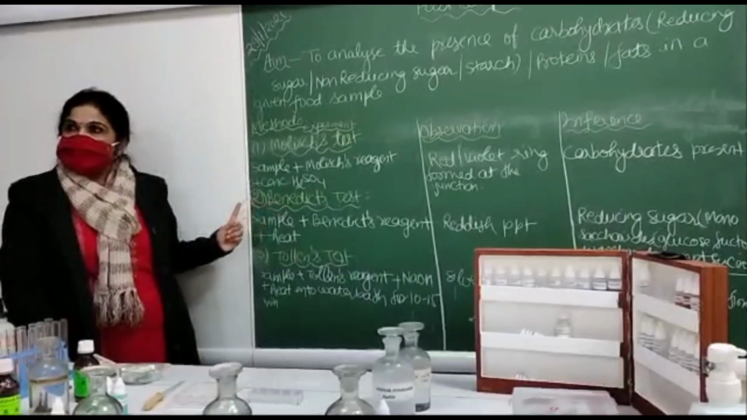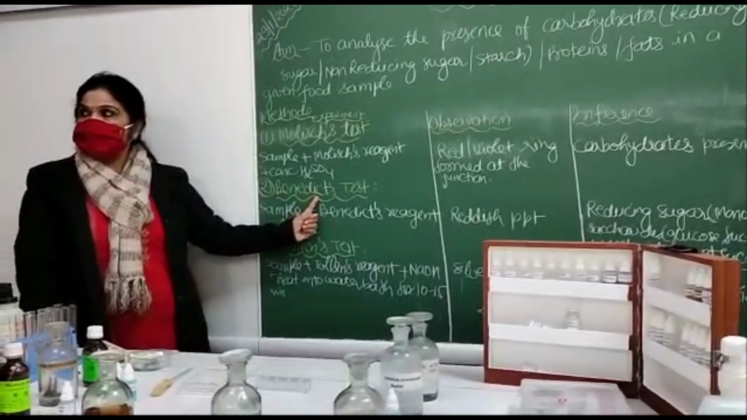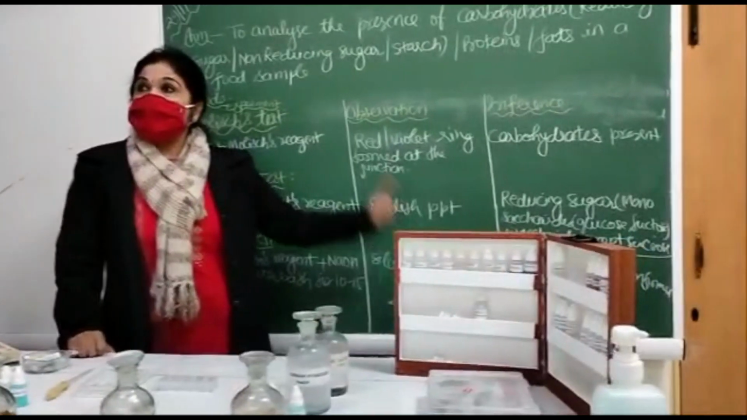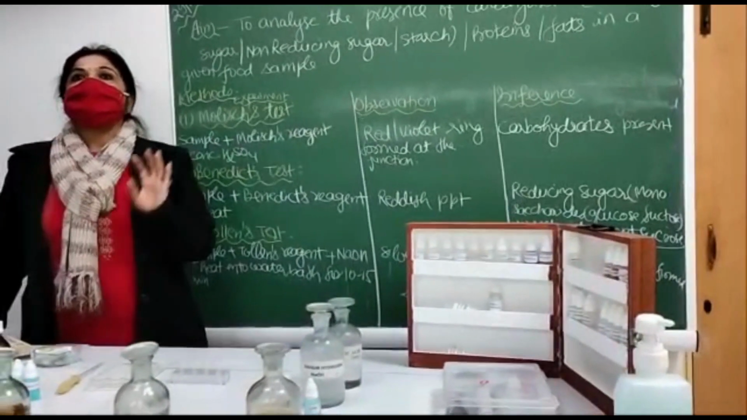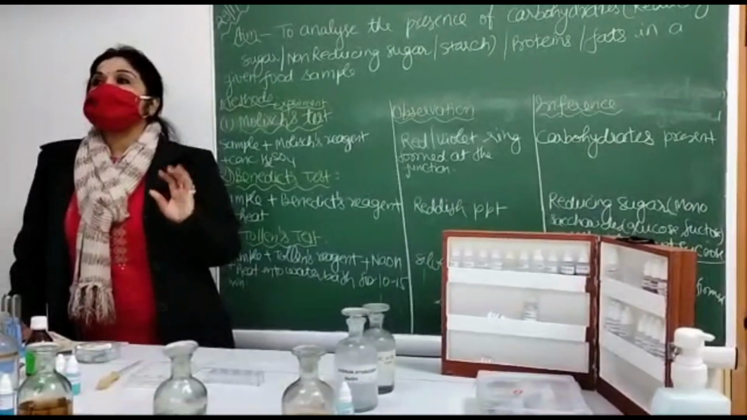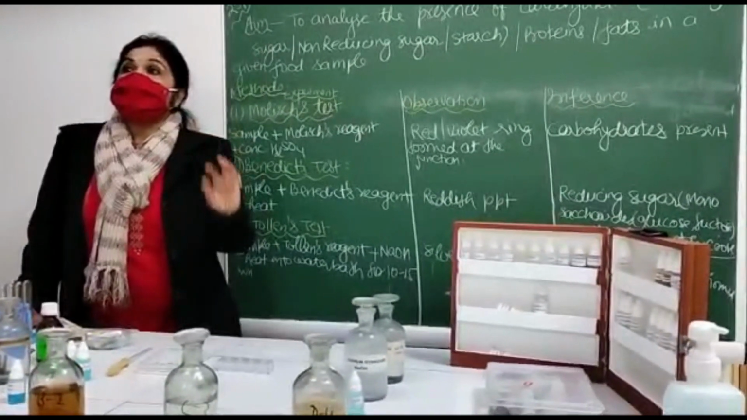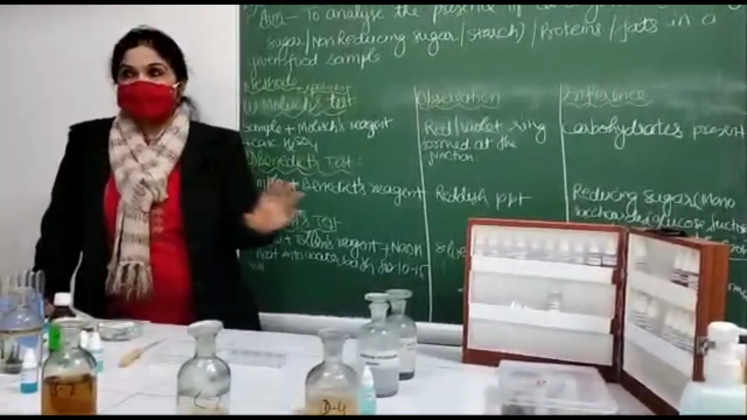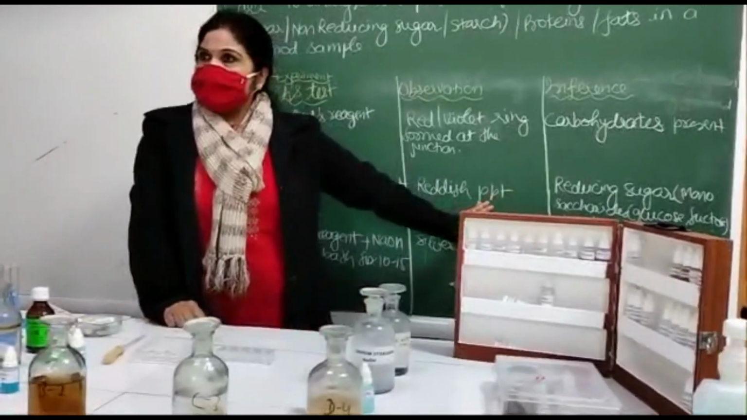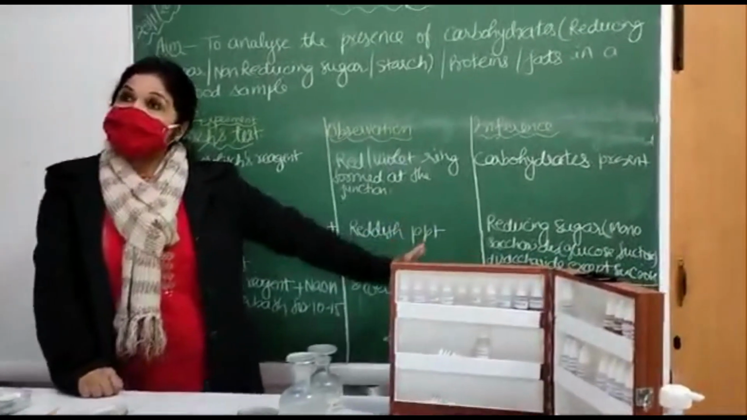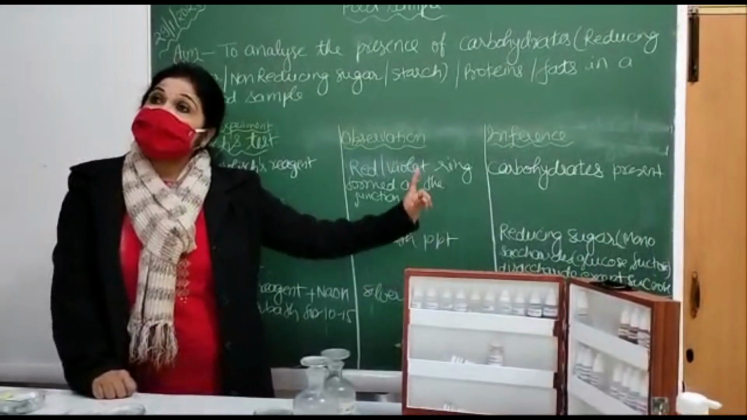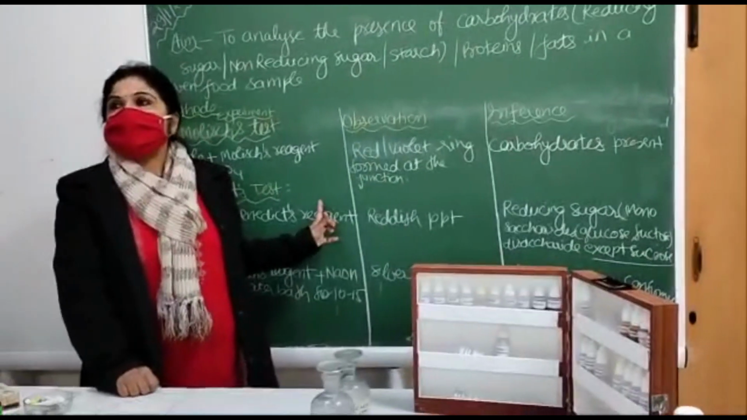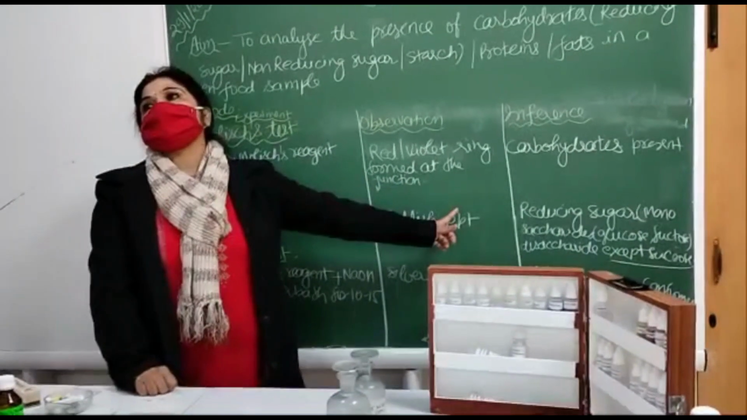What is Benedict test? In the food sample you add Benedict's reagent and heat in a water bath. Okay, you are getting reddish ppt. If you are getting reddish ppt, it means the carbohydrate is reducing sugar. What is the meaning of reducing sugar? It may be monosaccharide, that is glucose, fructose, galactose, or disaccharide, that is maltose, lactose, except sucrose. Sucrose is non-reducing sugar. So if you are getting the positive test of Benedict, that means it is reducing sugar.